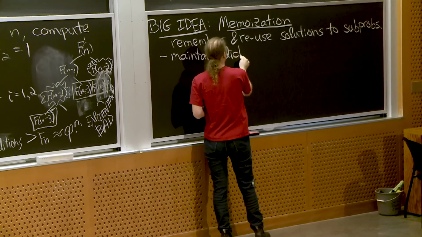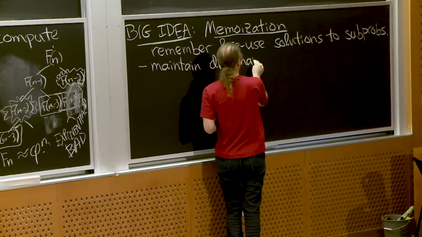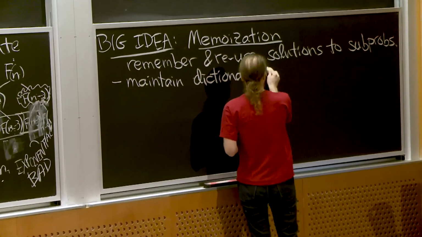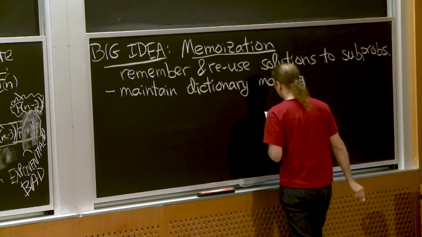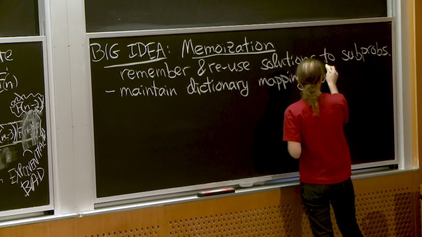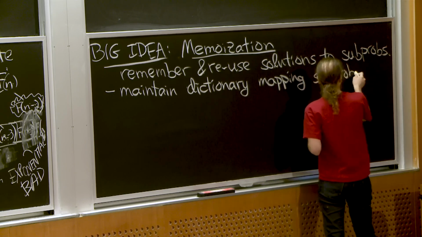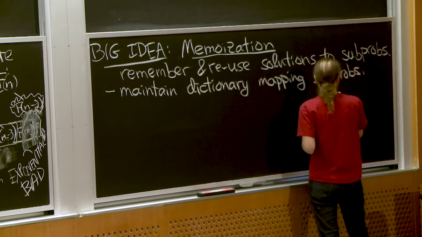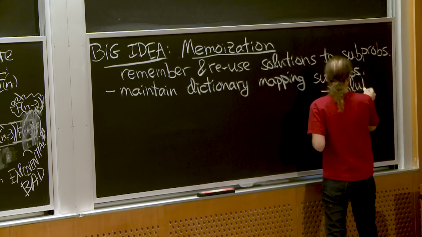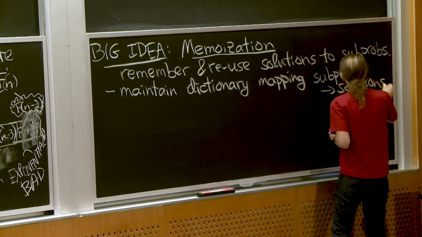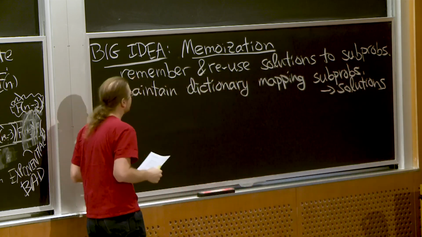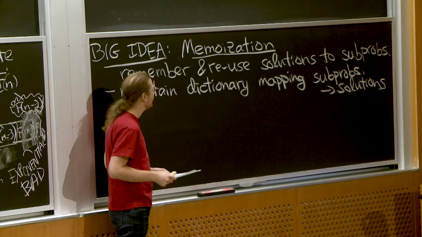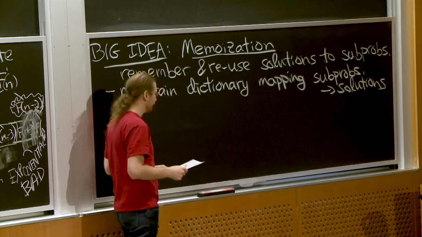So we're going to maintain our good friend, the dictionary, which is an abstract data type, or an interface. We could use different data structures to do it, but we're going to map subproblems to their solutions, at least the ones that we've solved already. And usually we can do this with just a direct access array, though you could use a hash table, just to get expected bounds.